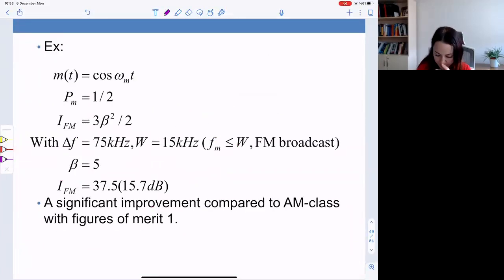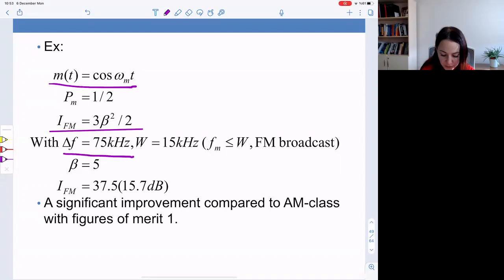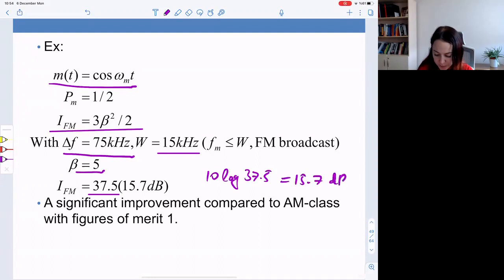Okay, let's do an example. Suppose m of t is just a cosine, single tone, with a PM which is a half. The figure of merit is 3 beta squared over 2 then. Okay. So if delta F is 75 kilohertz, like commercial radio, and W is 15 kilohertz, beta is 5. The figure of merit is 3 times 25 divided by 2, which is 37.5. 10 log 37.5 is 15.7 dB.